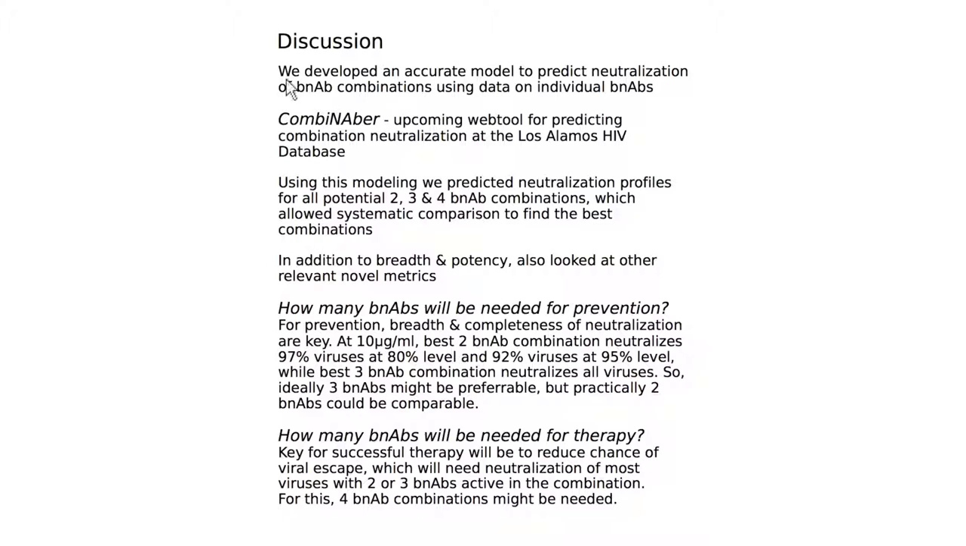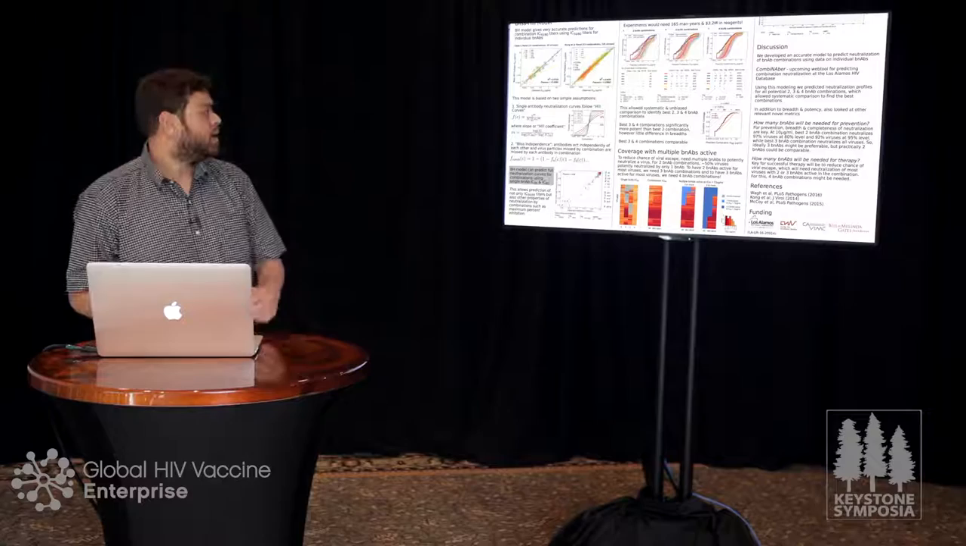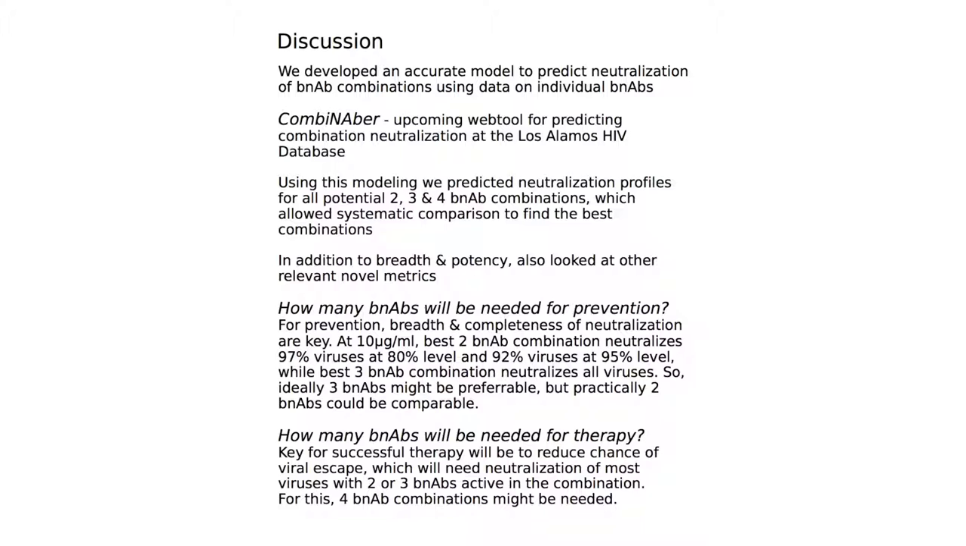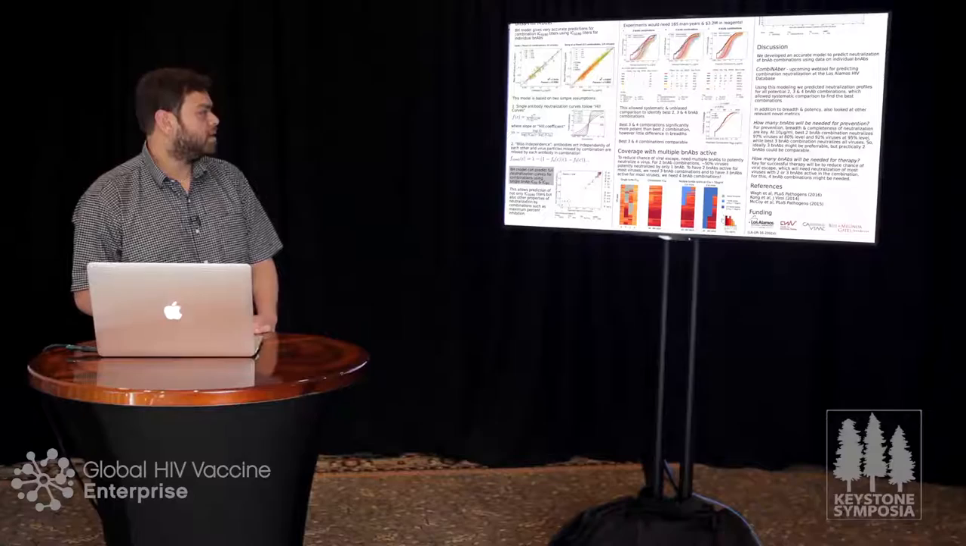We have developed an accurate mathematical model to predict neutralization of bNAb combinations using data on individual bNAbs. In preparation is a web tool called CombiNabber, which will be hosted at the Los Alamos HIV database, which will enable users to predict and compare the best performing antibody combinations for their panel of interest. Using this mathematical modeling, we then predicted neutralization profiles for all potential 2, 3, and 4 bNAb combinations for the Clade C panel. And this allowed us to systematically compare and find the best possible combinations. In addition to breadth and potency, we also looked at other metrics which might be relevant for clinical success in different settings. So let me now discuss the questions which I started out.